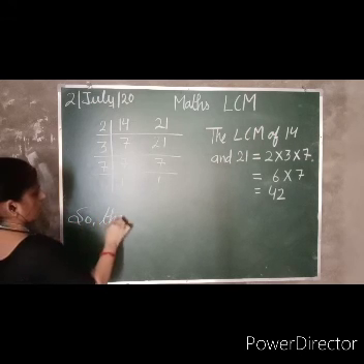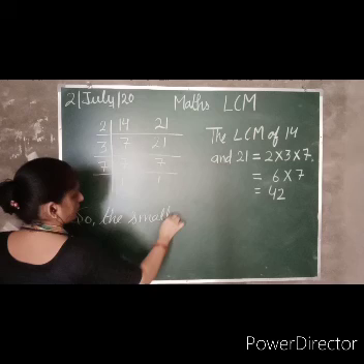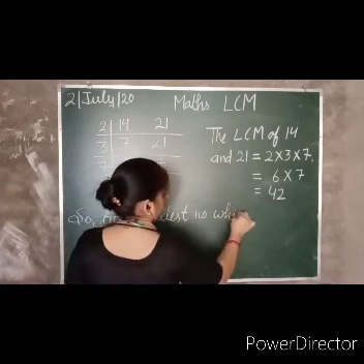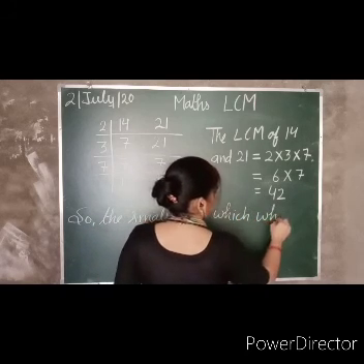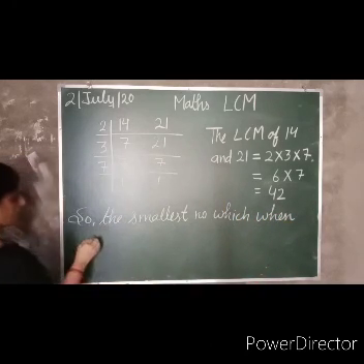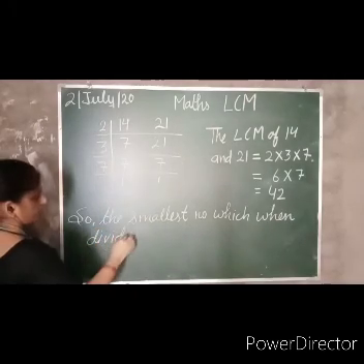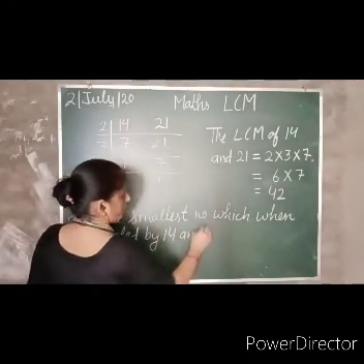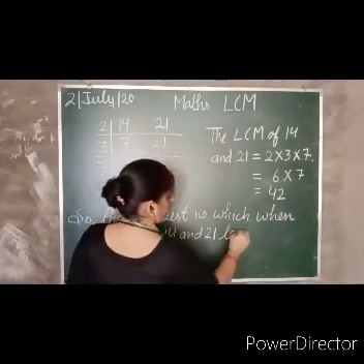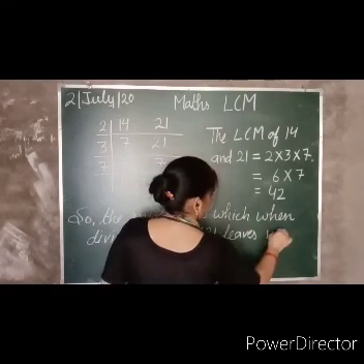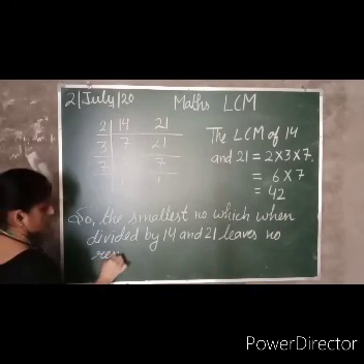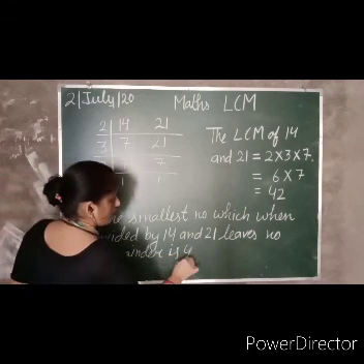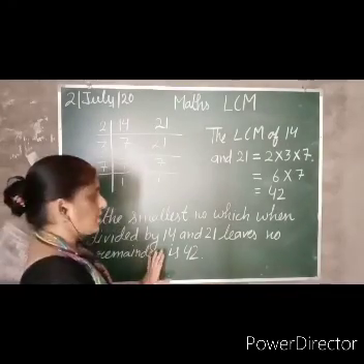So the smallest number which when divided by 40 and 21 leaves no remainder is 42. This is the word problem.